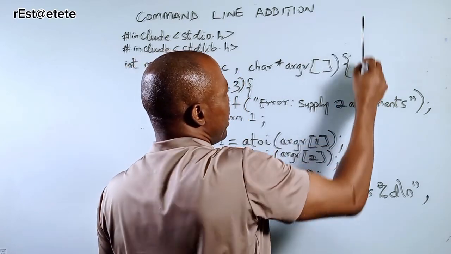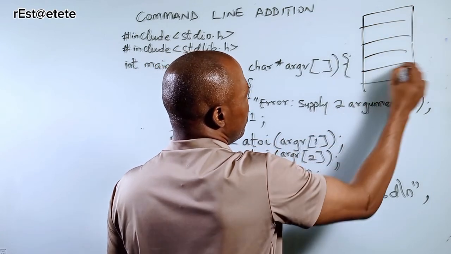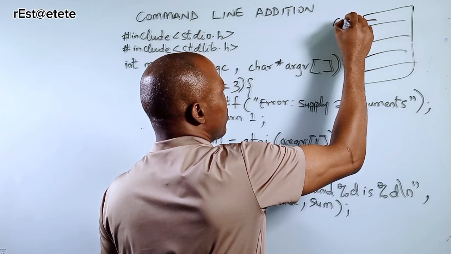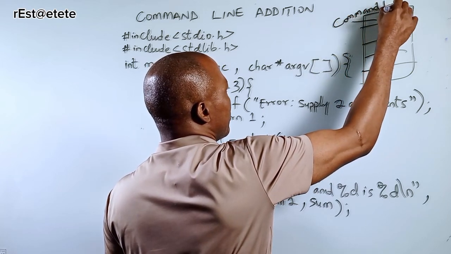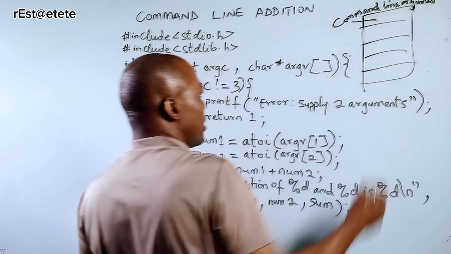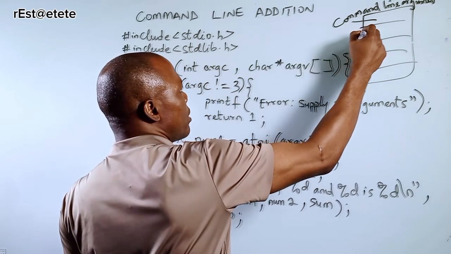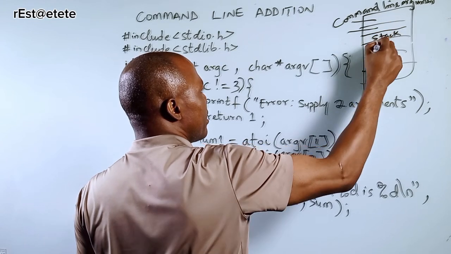I am having something like this. This is your memory layout. So this place is what? Command line argument, right? This one is environment. Then this place is stack. Then this is heap.